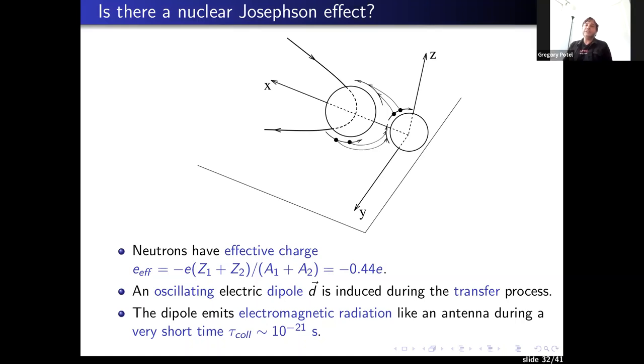Next slide. Okay, here it is. And that oscillating electric dipole is essentially an antenna, and it can emit electromagnetic radiation. So we can expect some gamma rays getting out of there.